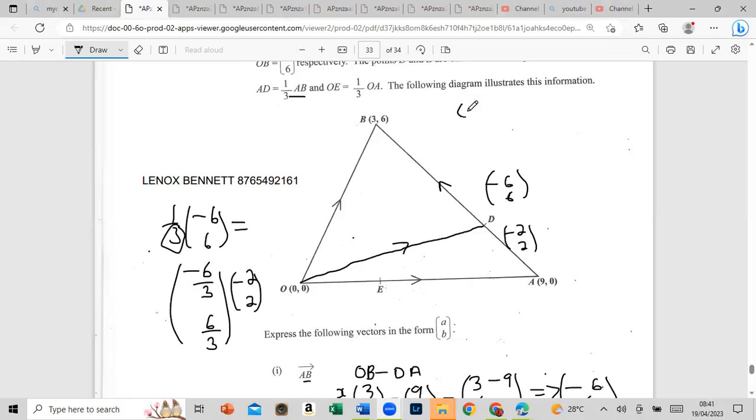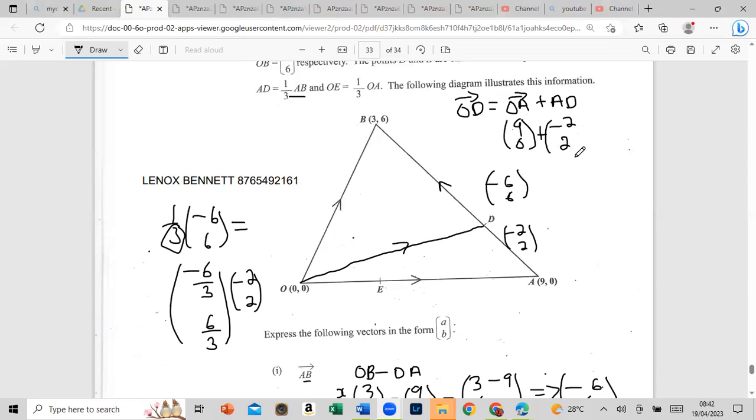So it's OD we're finding, the vector OD. It's going to be OA, so we go from O to A. Remember the direction matters now, guys. Plus AD. Both of them we are going with the arrow. So from O to A, that's (9, 0). We're going with the arrow, so it's positive. If we're not going with the arrow, then it's negative. Plus (-2, 2).